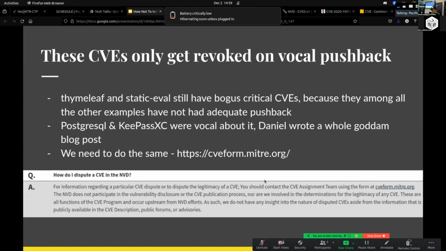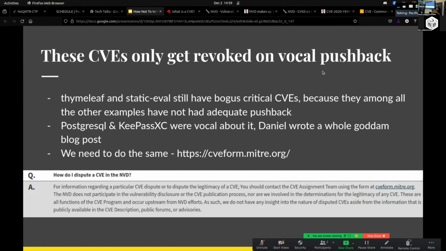So I put the slide up here when I had a little bit more time, mentioning that Thymeleaf and static eval still have bogus critical CVEs because they, among the other examples, have not had adequate pushback. And generally, I just wanted to point out that if anyone is in this position where you're a developer or maintainer and you feel like a CVE isn't correct, or there's something that needs updating or changed, we're perfectly open. Miner is perfectly open to feedback.